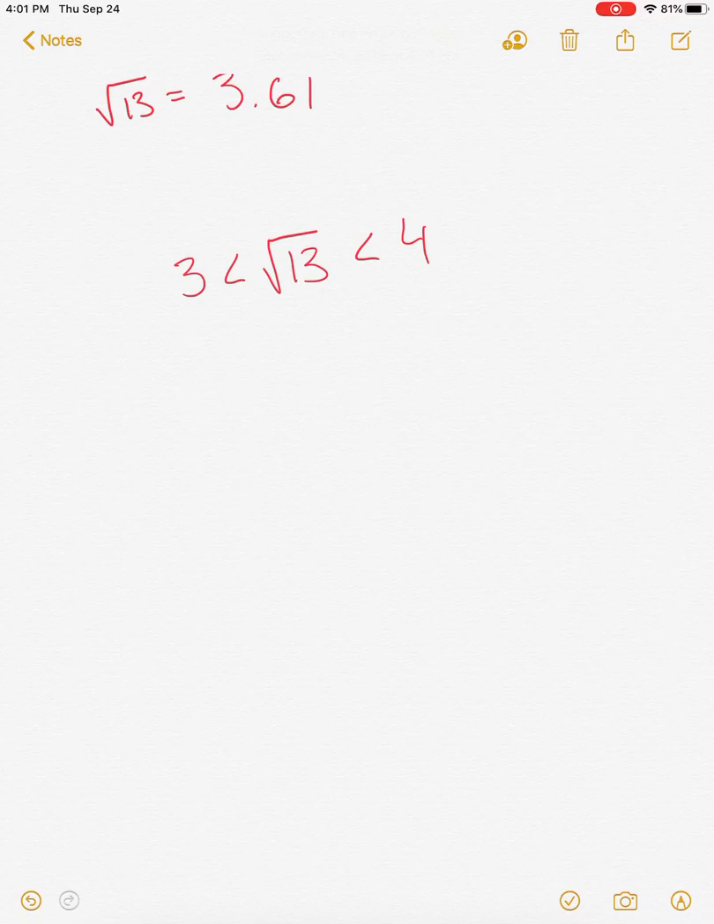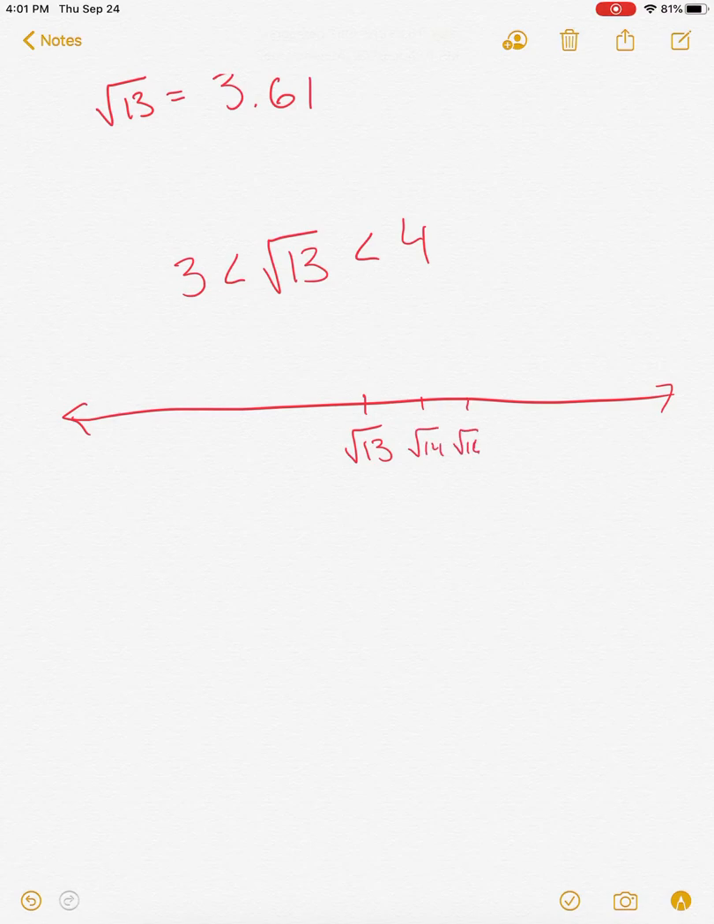You could also say, okay, on our number line, I'm going to put square root 13 right in the middle. Then bigger than that would be square root 14, square root 15, square root 16, square root 17, and so on and so forth. And I know my first perfect square here is going to be the square root of 16. So it's going to be 4.